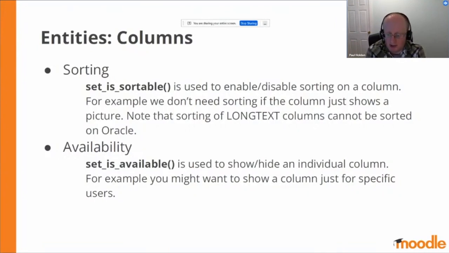Whether a column is available. This is, as it says, whether the current user has rights to see the current column. So you can create reports, and depending on the rights of the current user, it will vary what is displayed to them.